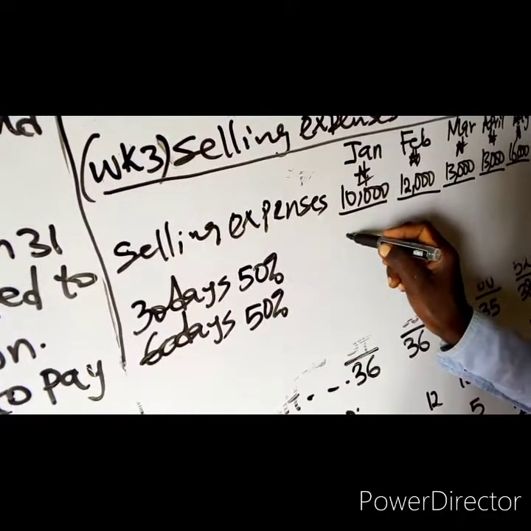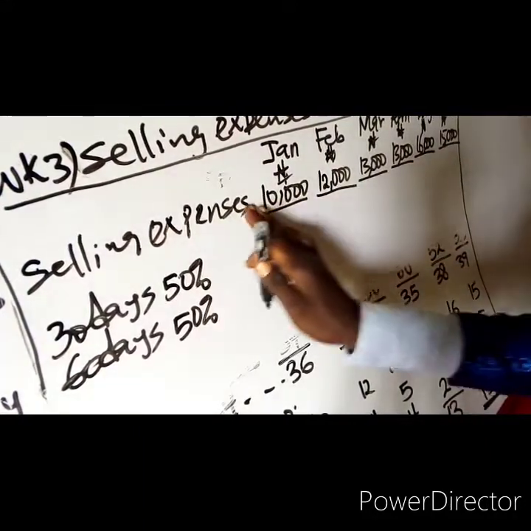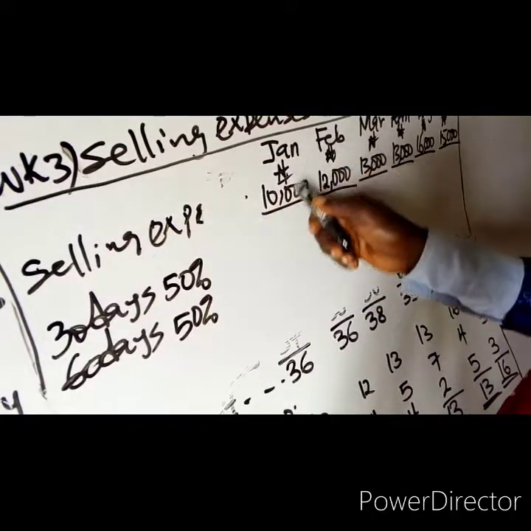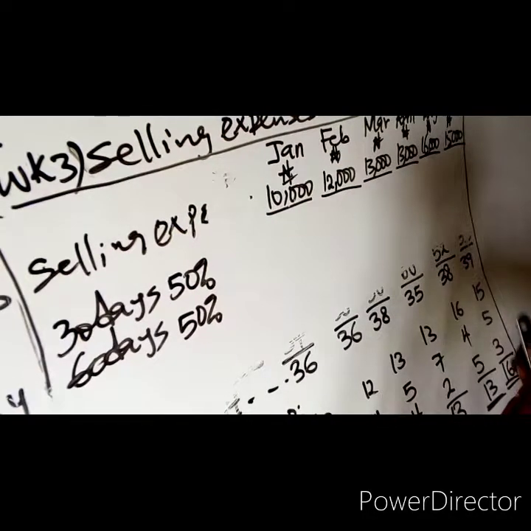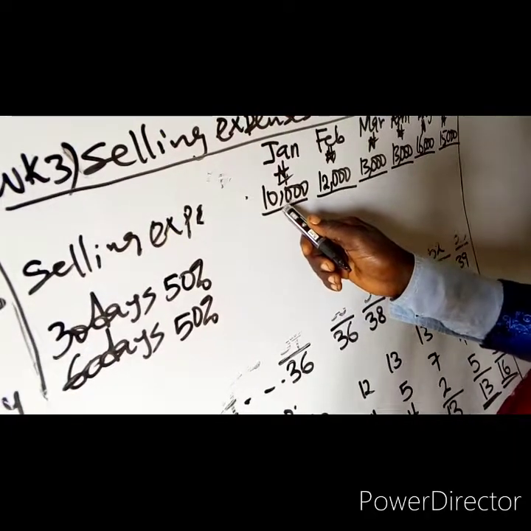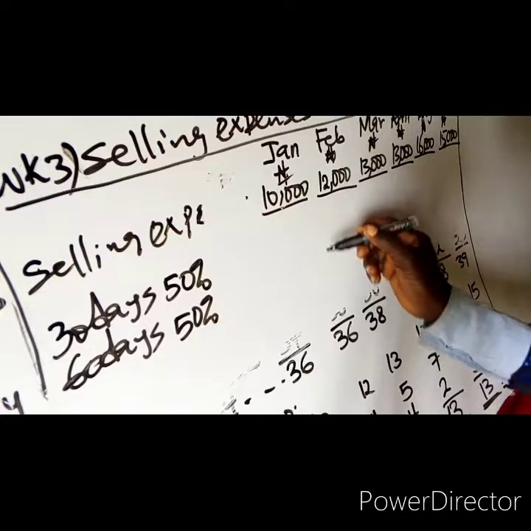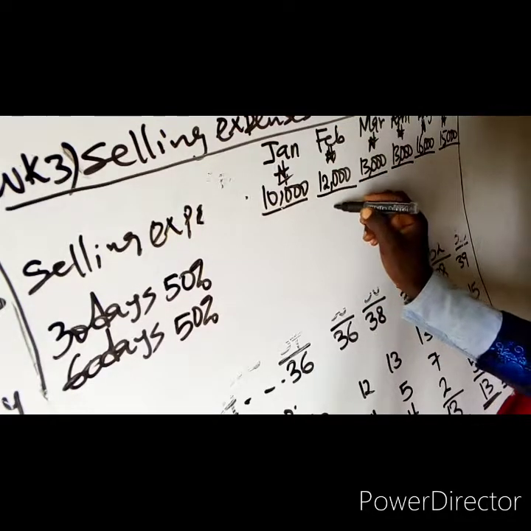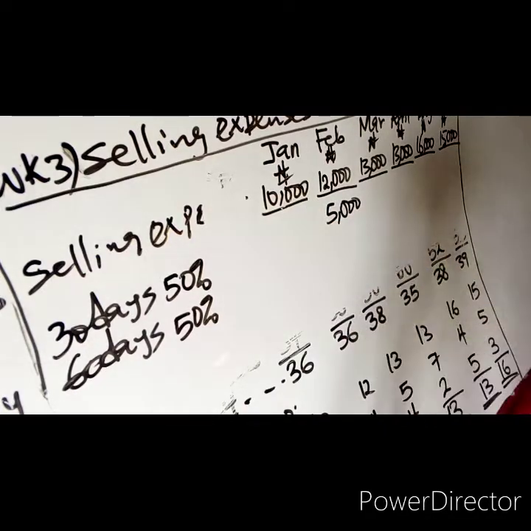The one that will be settled in 30 days, the selling expenses for January 2020 is 10,000. Then, the one that will be settled in 30 days time, which is 50% of it, will be settled in February. So you have it to be 5,000. 50% of 10,000 will be 5,000.